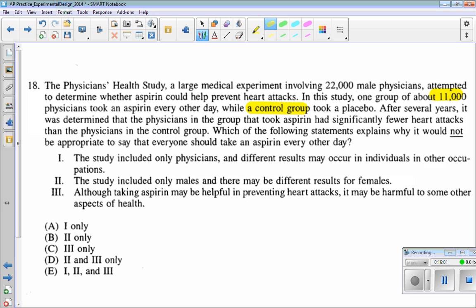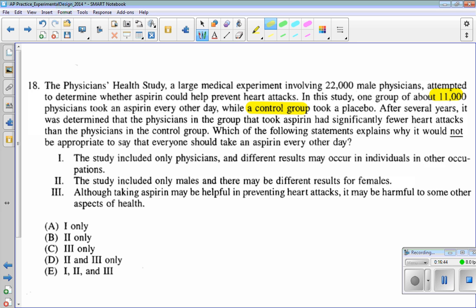Okay, so let's go through and see what else we see. Which of the following statements explains why it would not be appropriate to say that everyone should take aspirin every day? The study included only physicians, and different results may occur in individuals with other occupations. Would you agree with that? I would. Do you know many really unhealthy doctors? Not many. For the most part, doctors are pretty healthy people because they've done a lot of studying about what things can go wrong with the body, right? So I think that one is probably a true statement. Wouldn't you?